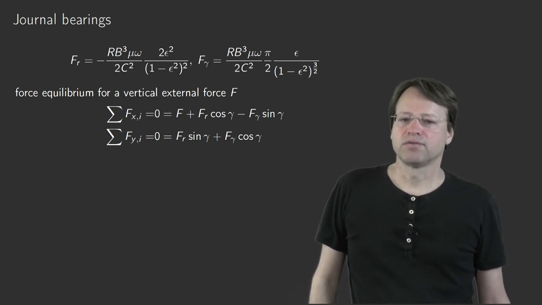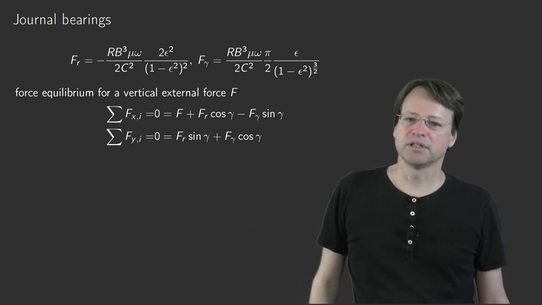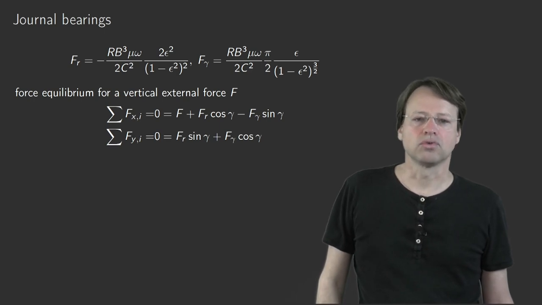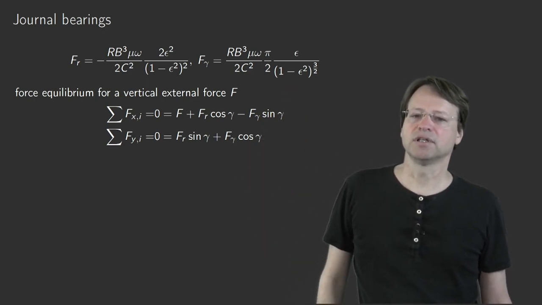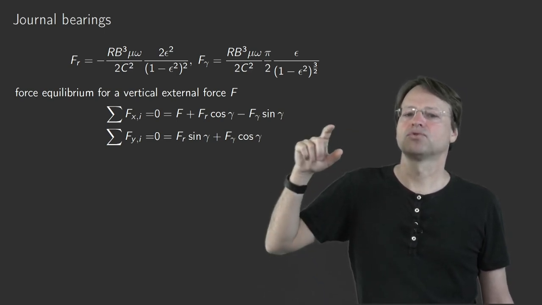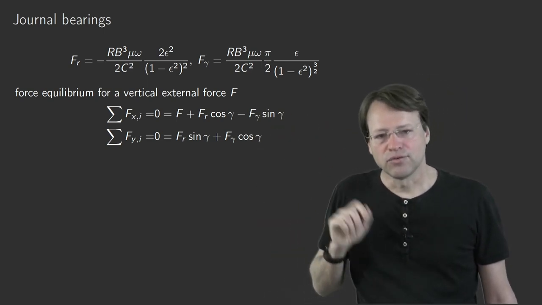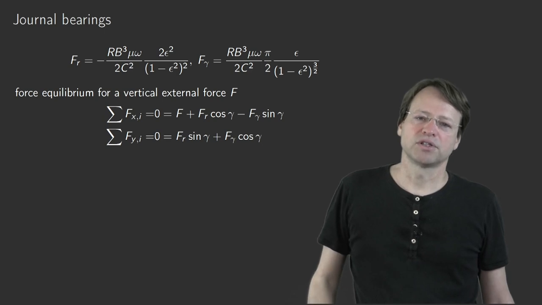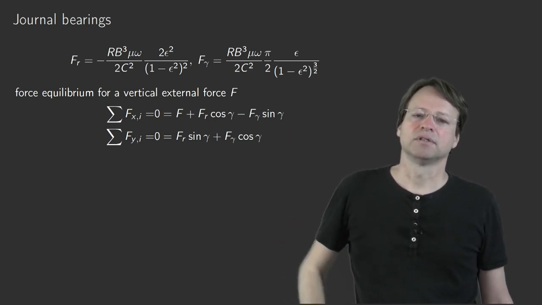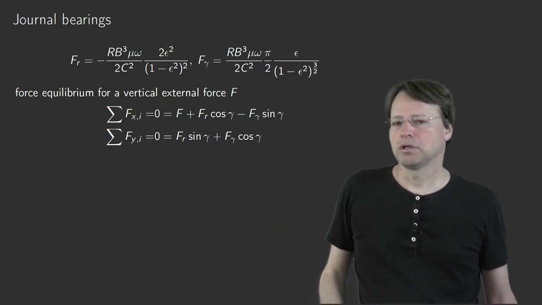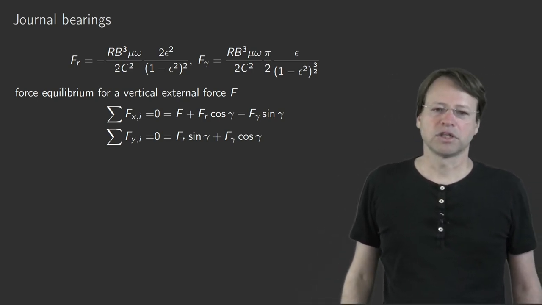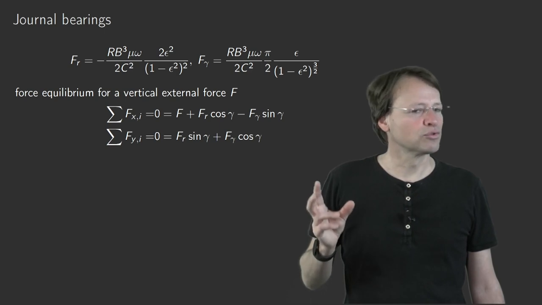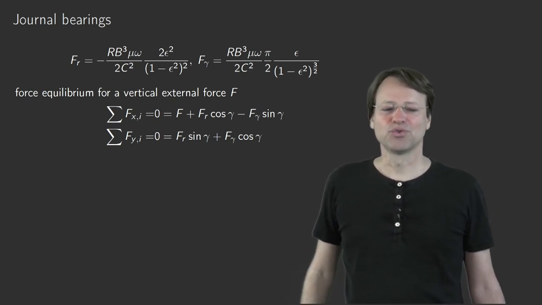In total, therefore, now the angle gamma appears here. We have two unknowns, epsilon and gamma, the static equilibrium positions, and we have two equations. Unfortunately, the expressions for epsilon and gamma appear in a nonlinear manner in this equation, but that does not prevent us from solving and going further.